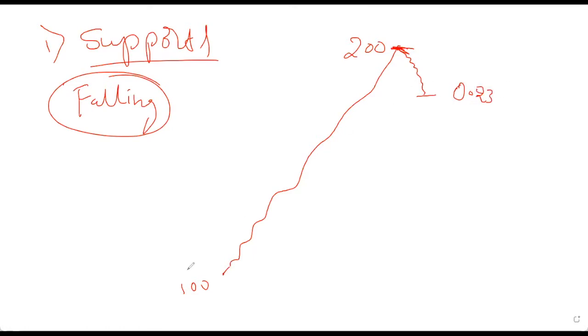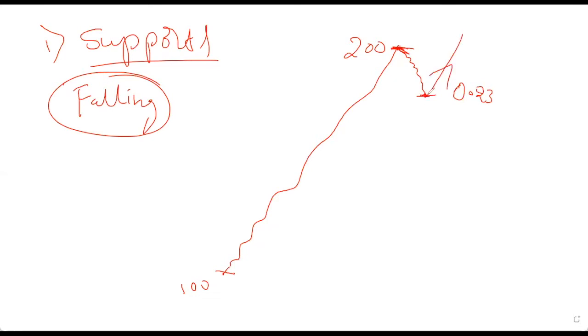See, what is the 23 percentage of 100 to 200? What is the uptrend here? 100 rupees uptrend, no? In a 100 rupees uptrend, 0.23 means 23 percentage fall. That means it can fall to 177 rupees and it can retrace.